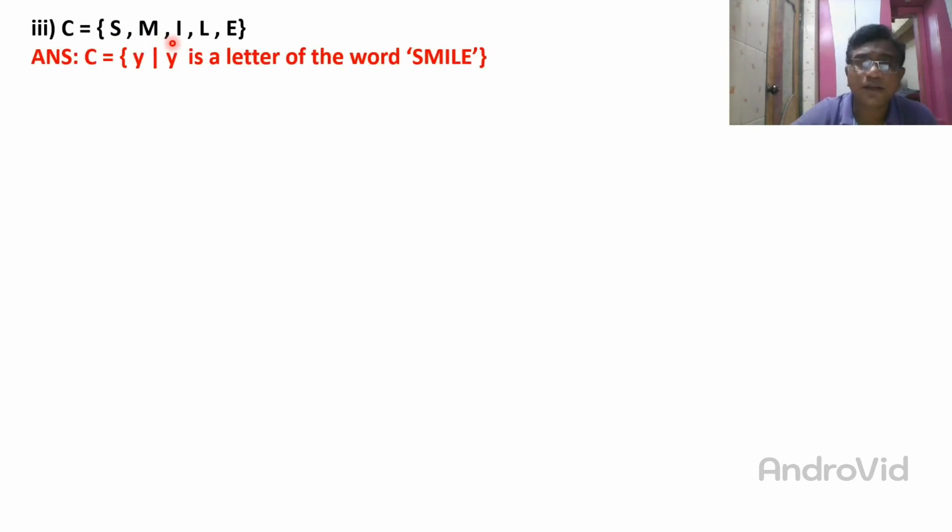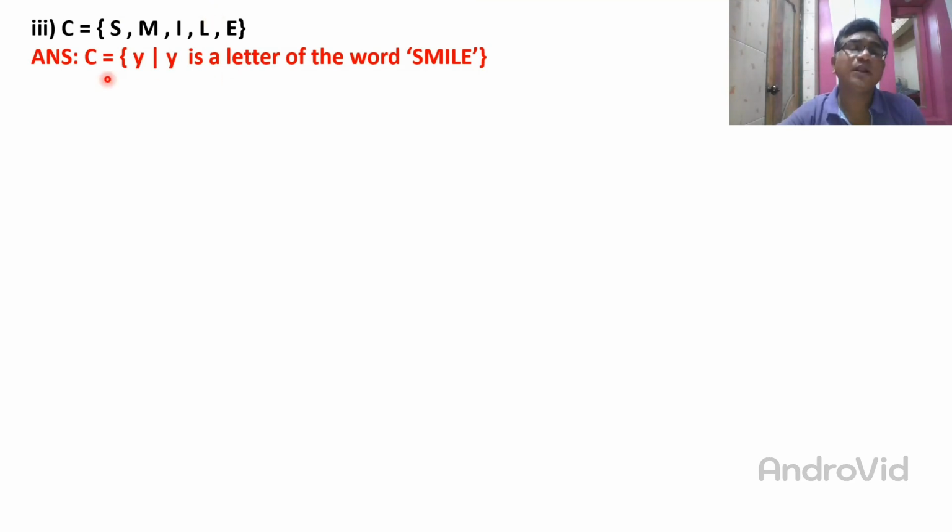Is that clear? Then another, C is the set of the letters of the word SMILE. So you want to write it by the roster. C is the set of y such that y is a letter of the word smile. Because it is very simple. What is this smile? It is a word, but which letters are there? S, M, I, L, E. So these letters together became the word smile.